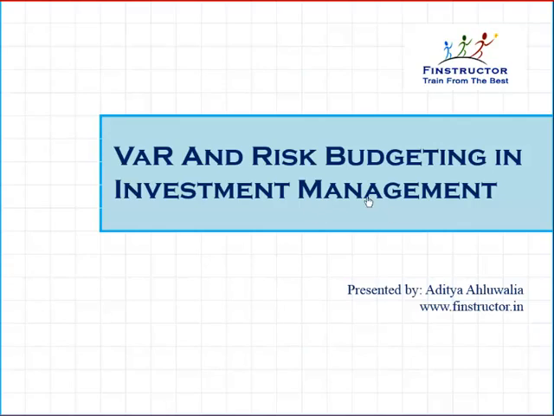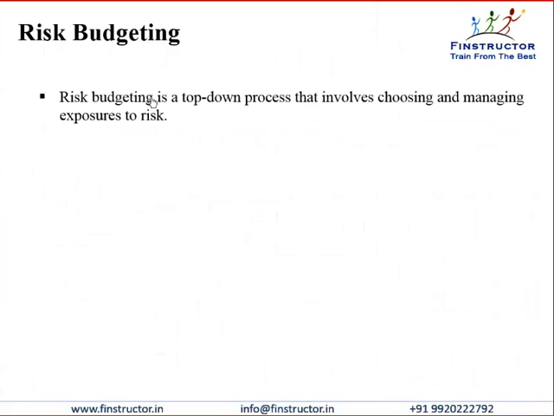So the next reading in risk and investment management talks about how VaR and risk budgeting should be used while constructing our portfolios. So risk budgeting essentially is the exercise of deciding how much risk to be taken and how to allocate that risk amongst fund managers and amongst portfolio managers. So risk budgeting is a top-down process that involves choosing and managing exposures to risk.